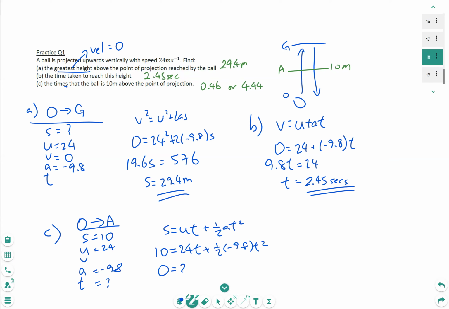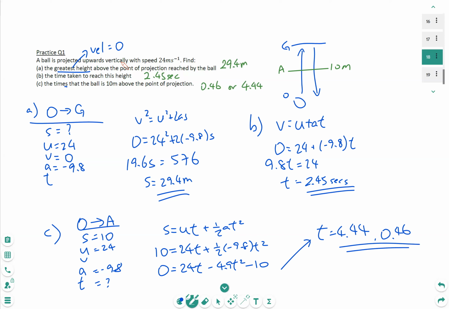Bring it to your right hand side: 24t, and half times 9.8 is 4.9. If you do more mechanics, you will probably get used to the 9.8 times table. And minus 10, put it in a calculator. Let me double check the answer. I put minus 4.9, 24, minus 10. Yep, I got t equals 4.44 or 0.46. So these two are the answers.